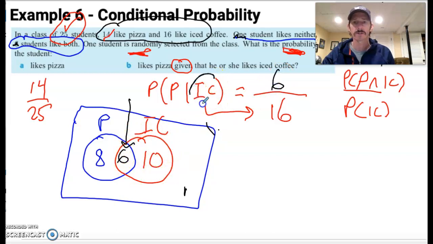So this restricts your denominator, it changes it. It's not out of 25 kids anymore. It's only out of iced coffee drinkers. And out of the iced coffee drinkers, what's the probability one of them likes pizza? Well, that has to be one of these 6. So it'd be 6 out of 16, or 3/8 if I reduce correctly.